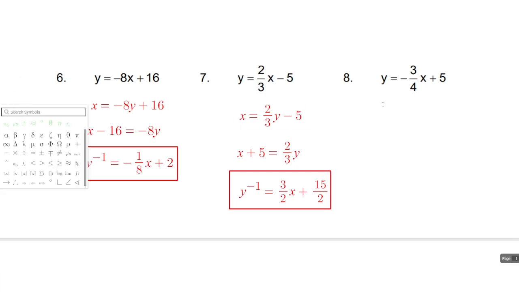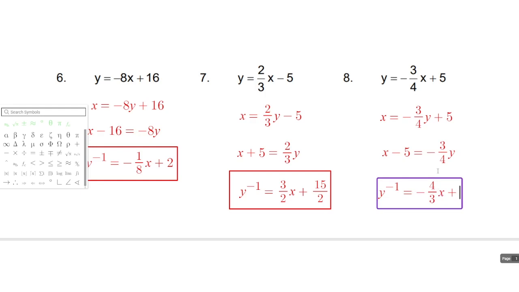Number 8, swapping x and y gives me x equals negative 3/4 y plus 5. Then we're going to subtract 5 from both sides, giving me x minus 5 equals negative 3/4 y. Now I want to divide both sides by negative 3/4, but I can, just like in number 7, do this a little easier if I multiply both sides by negative 4/3. So the inverse of y will be negative 4/3 x, and then plus 5 times 4 is going to be 20/3.